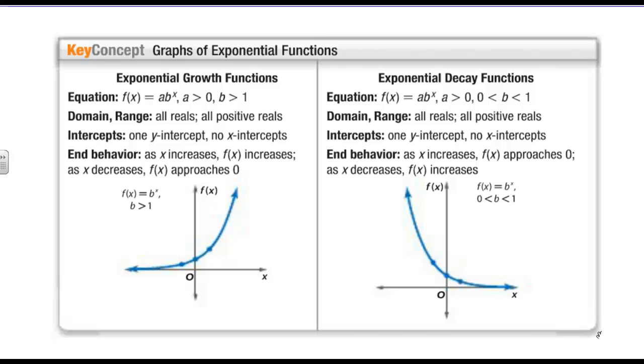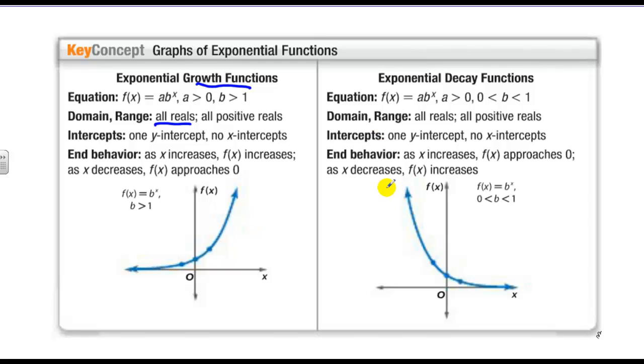So let's talk about this increasing and decreasing type of graph. If an exponential function increases, like so, we say this is a growth function. In other words, b is going to be greater than 1, a is going to be greater than 0, and we talk about the domain being all reals, and its end behavior: as x increases, y is going to increase, and as x decreases, y is going to approach, in this case, 0.